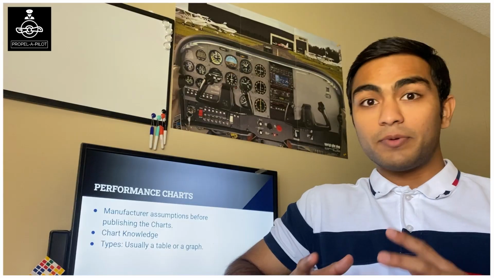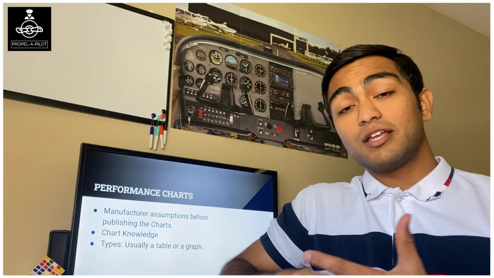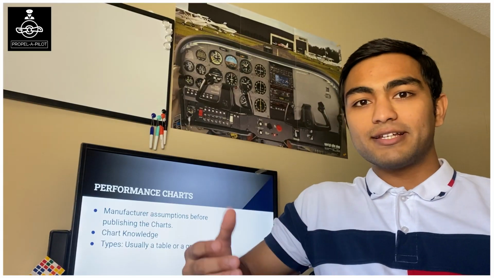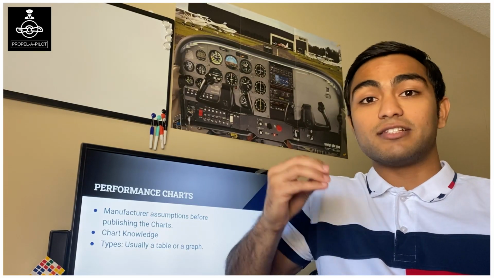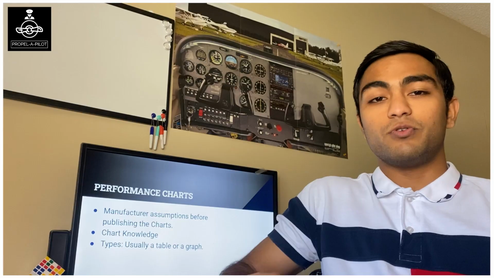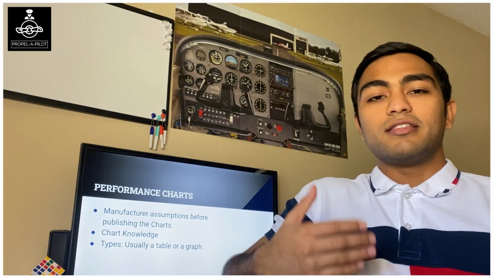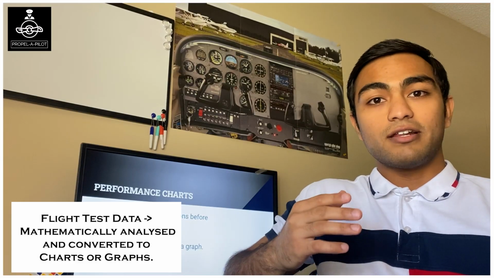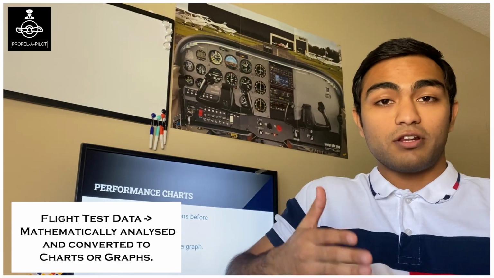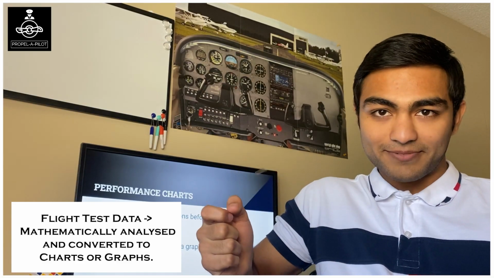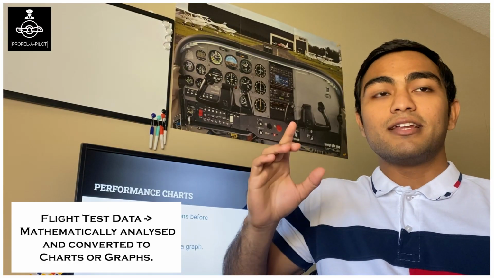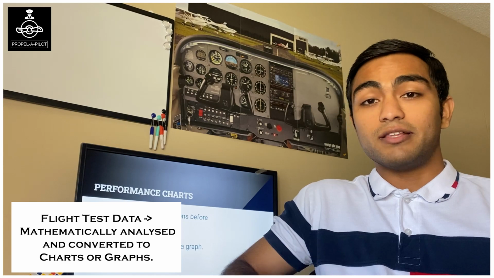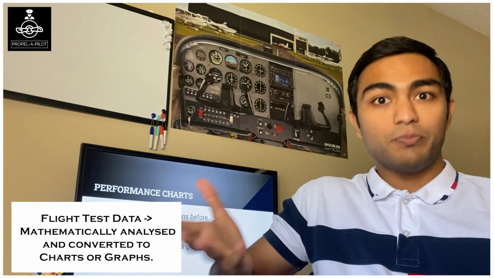Once this is kept in mind, they start conducting flight tests. Now they are not going to perform flight tests for each and every condition that is given in the performance charts in your POH. What they do is analyze the flight test data and then mathematically derive the remaining values in the performance charts. This mathematically derived information is then published as charts, which can be either tables or graphs, in your POH.